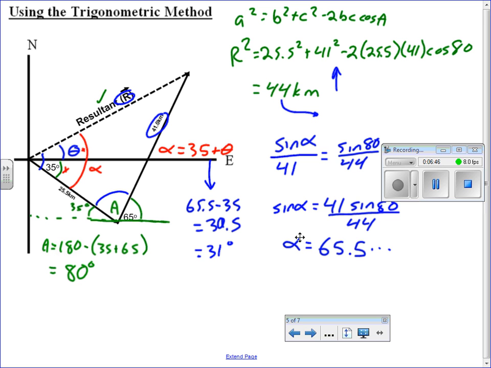And so, again, like in the component method, we get that R equals 44.1, I think, kilometers east, 31 degrees north. Check to make sure that agrees with the other one. Plug in your own calculations, finish this your own way just to make sure, and you should be in good shape.